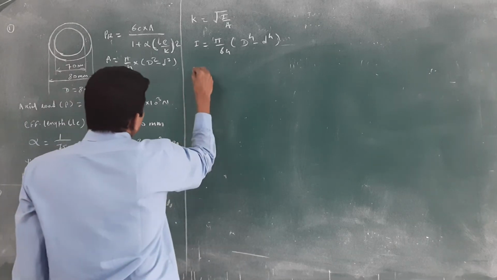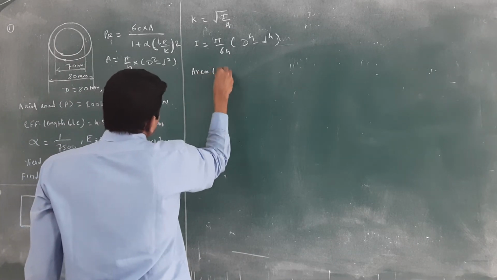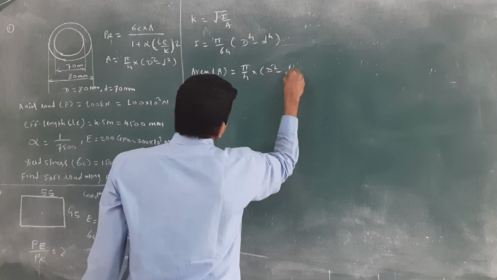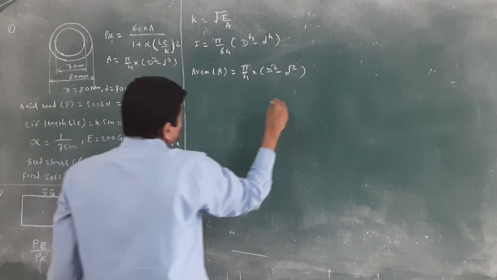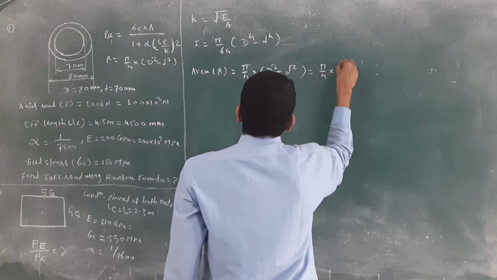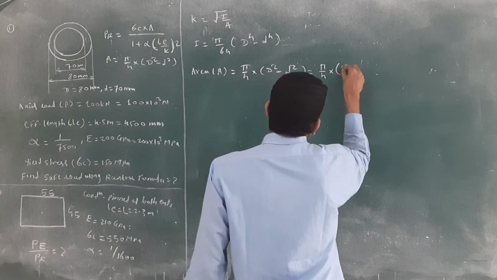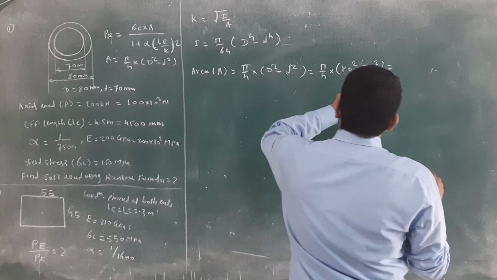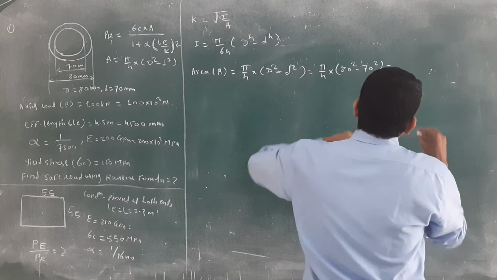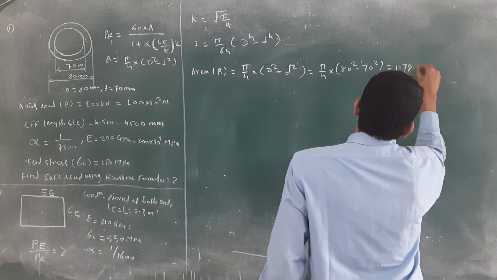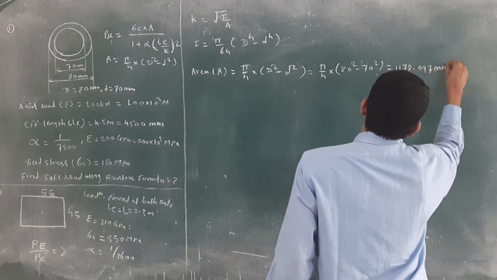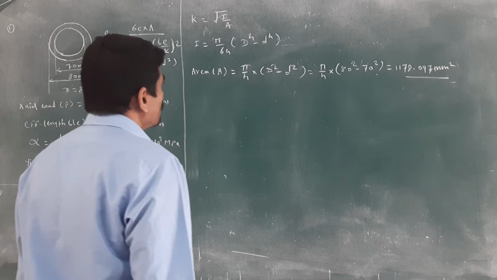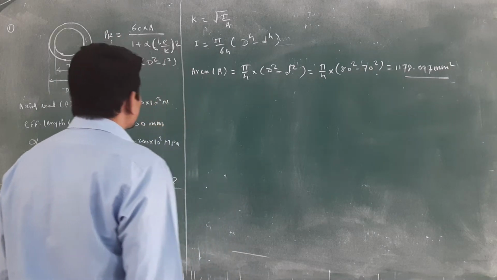Then I will write, first we want to calculate area A. What is the formula? Pi by 4 into (D square minus d square). Put the values in this equation: pi by 4 into (80 outside diameter square minus inside diameter 70 square). Once you have calculated, we are doing the calculation of this, then you will get 1178.097 mm square. What is the unit of area? mm square. 1178.097 mm square.